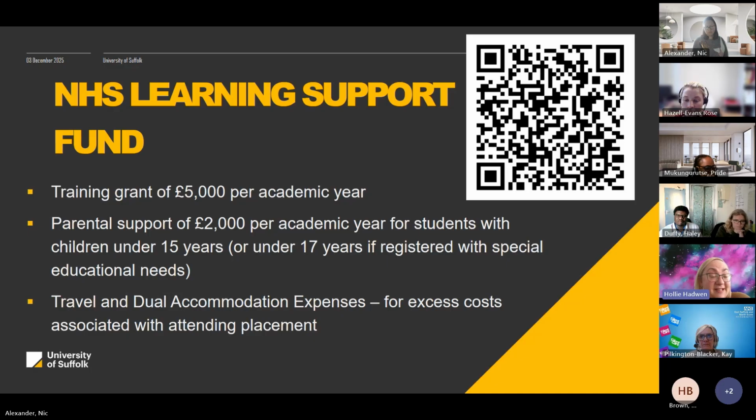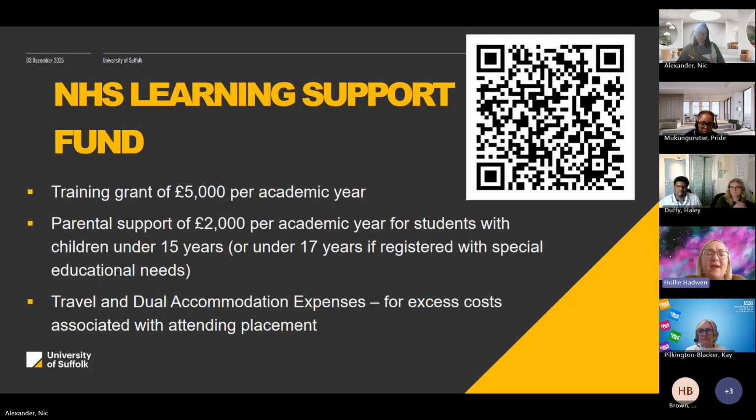And the other important thing to think about is travel and dual accommodation expenses. So the NHS don't expect you to be out of pocket for excess costs associated with placement. If it's costing you more to get to placement than it is to get to university, you can claim back that excess cost. You'd pay for the train ticket or the accommodation in a different town, keep the receipts, and then you'd be able to claim those back, subject to some maximums. You can't stay in the Hilton, for example.